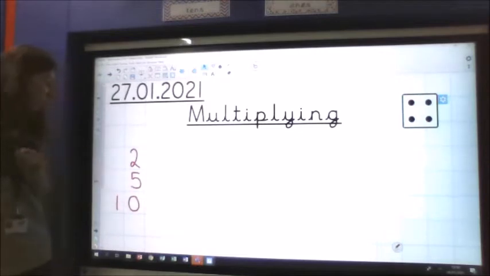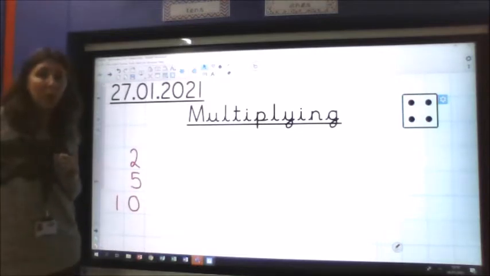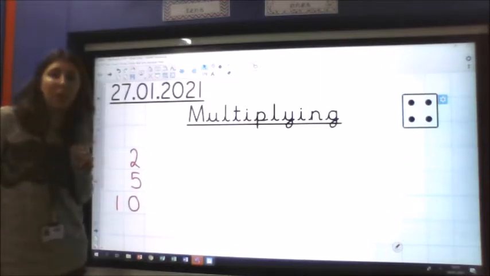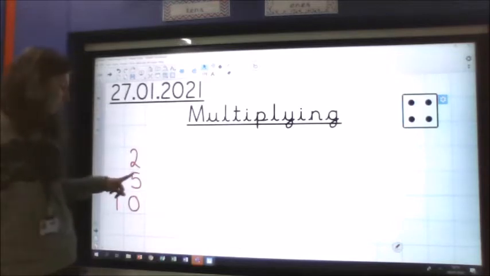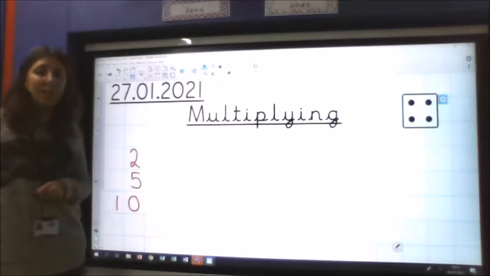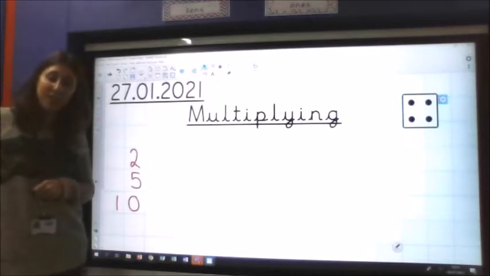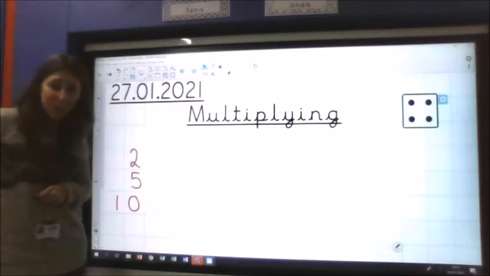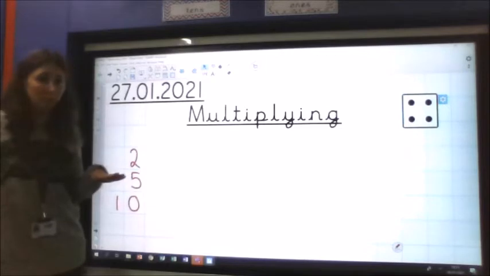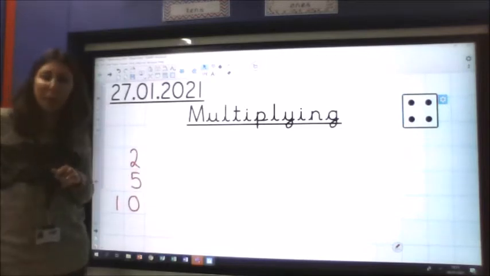Right, so we're going to start with counting in fives then. We'll stop when we get to 60. Okay, so I'm giving you a little clue there. We're going to go to 60. Are we ready? 5, 10, 15, 20, 25, 30, 35, 40, 45, 50, 55, 60. We'll stop there. I bet you could keep going with that one.